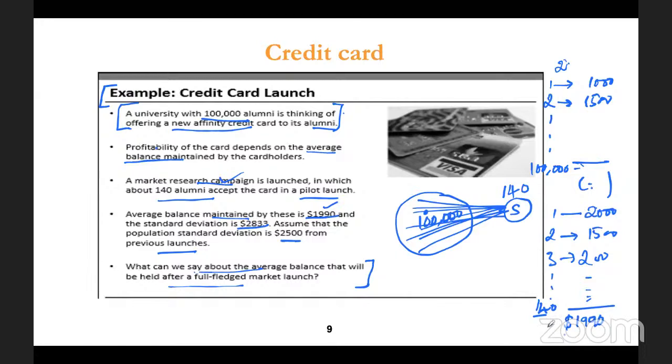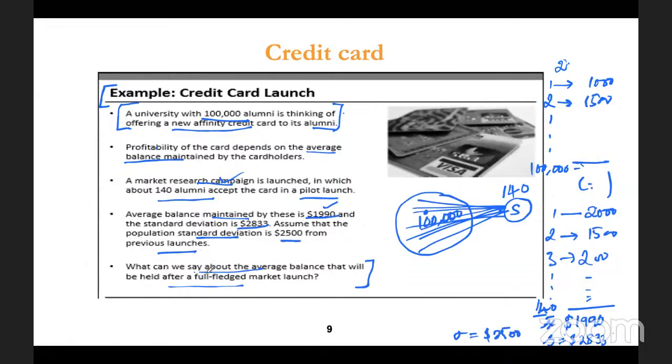This is x bar, and this is s, 2833. So these are the statistics that have been generated. These are called descriptive statistics because we generated them from the sample data. Now, they are also asking us to assume the population standard deviation is 2,500. So that is sigma, 2,500. These are the data that has been given to us.